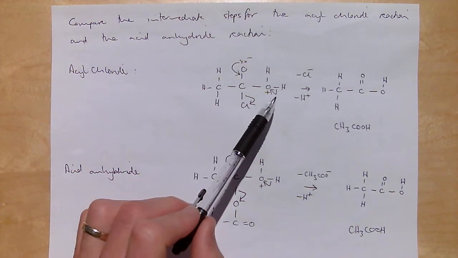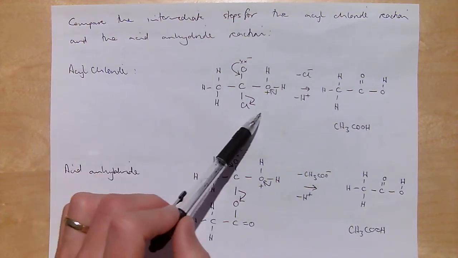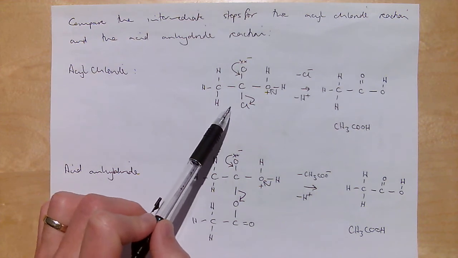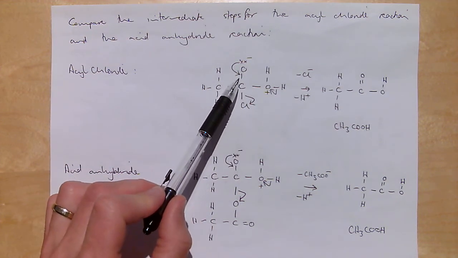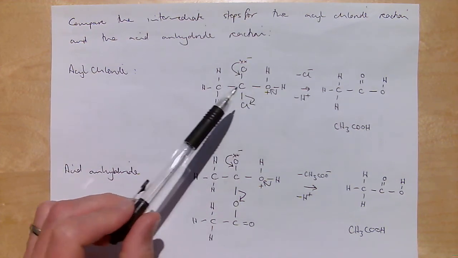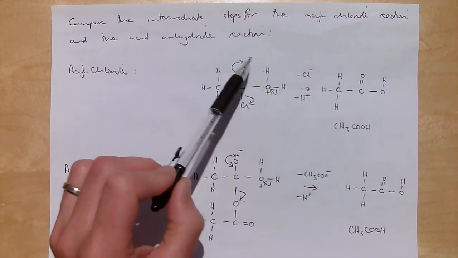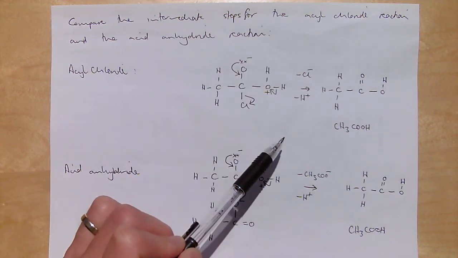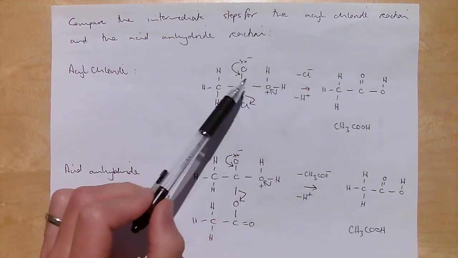Okay, so we could draw one intermediate showing 3 arrows. That's probably the easiest way to do it. Particularly when you're learning, you can just remember that your intermediates need to have 3 arrows on them. Okay, so these are the 3 arrows.